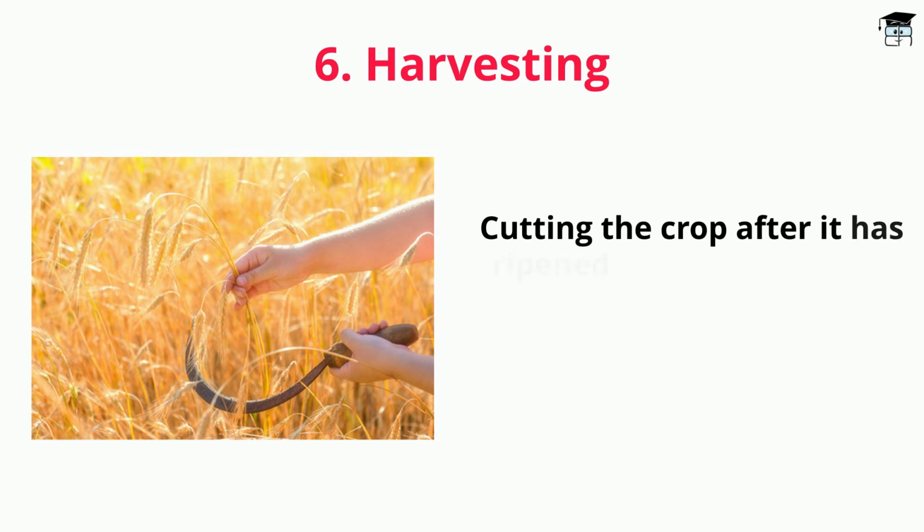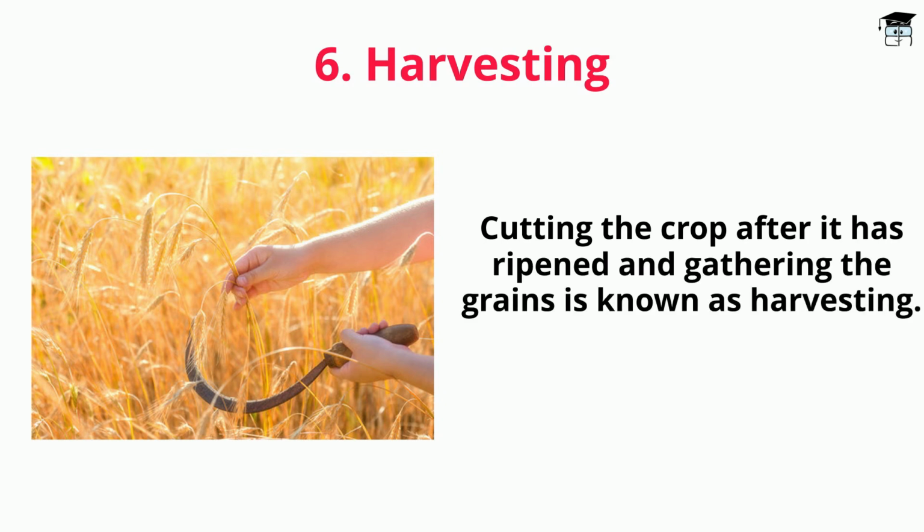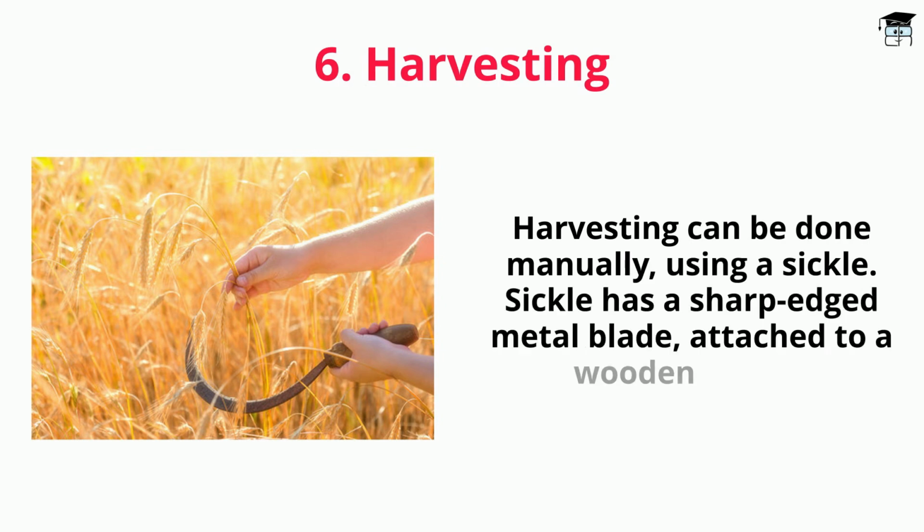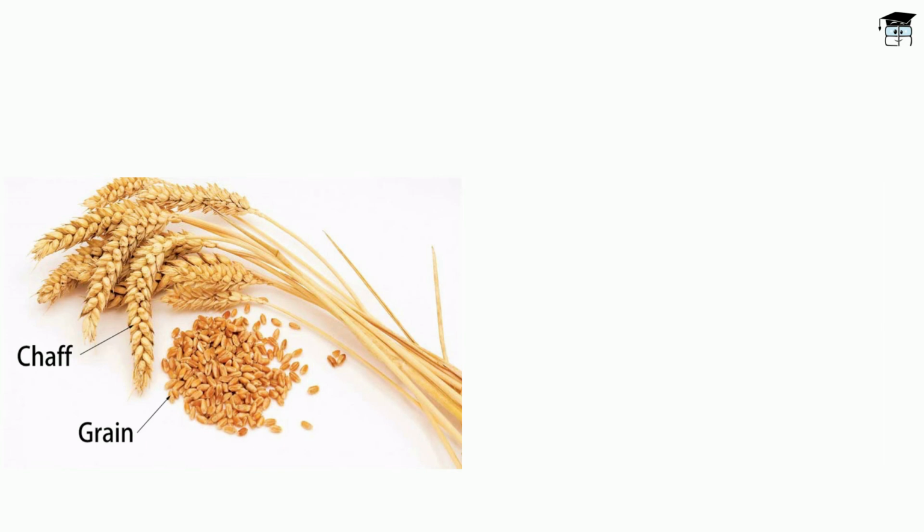Cutting the crop after it has ripened and gathering the grains is known as harvesting. Harvesting can be done manually using a sickle. Sickle has a sharp-edged metal blade attached to a wooden handle and helps in cutting the crops. After harvesting the grains, they are separated from the straw and chaff.